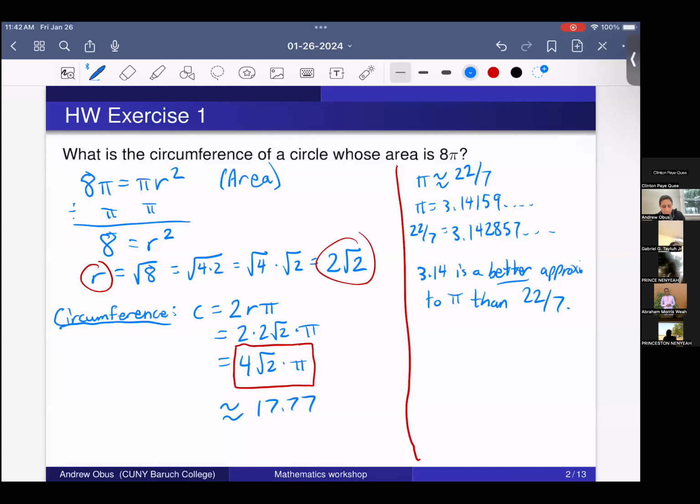So I would really recommend against using 22/7 as an approximation of pi. Either write the exact answer in terms of pi or use decimals, something like 3.14, because 22/7 is just not that good an approximation. And it's also not that nice looking.